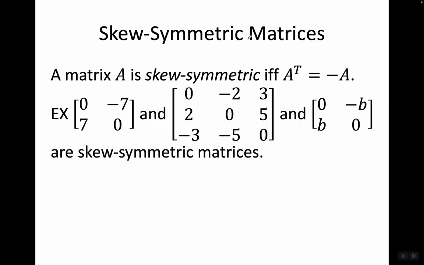A matrix A is skew-symmetric if A transpose equals the opposite of A. So notice, similar to being symmetric, except 7 is the opposite of -7, 2, -3, -5. It's the mirror image of these, and the opposite of -2, 3, 5. 0, -b, b, 0. That's also skew-symmetric.